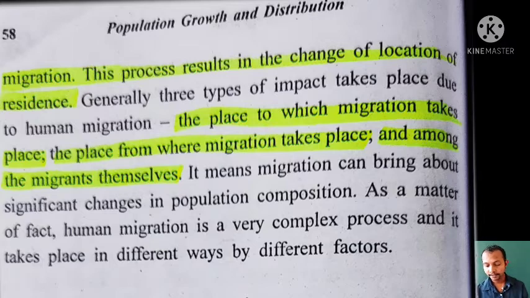That is, in a place where they are moving in. Another one is the place from where they are moving out, that place is affected. And again, the migration among themselves. When the people migrate and meet each other, there are impacts there also. Okay, dear friends. Furthermore, migration can bring about significant changes in population composition.